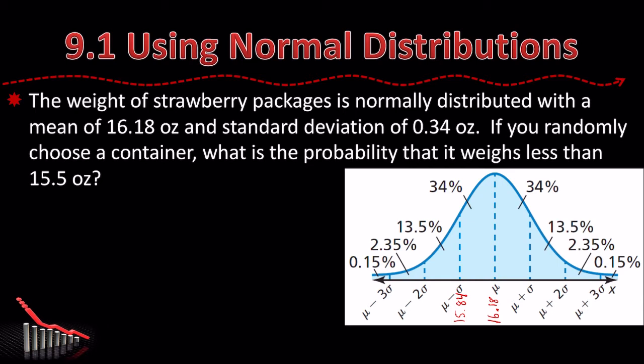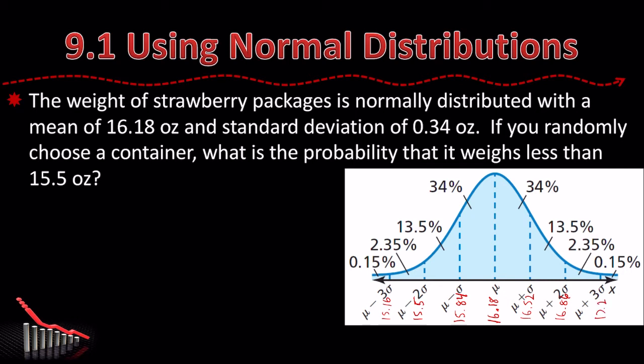If I subtract another standard deviation, so it'll be the mean minus 2 standard deviations, that's 15.5. And if we wanted to, we could subtract another 0.34, get 15.16. And we could go the other way, 16.18 plus the standard deviation is 16.52. Plus another standard deviation is 16.86. Plus another standard deviation is 17.2.